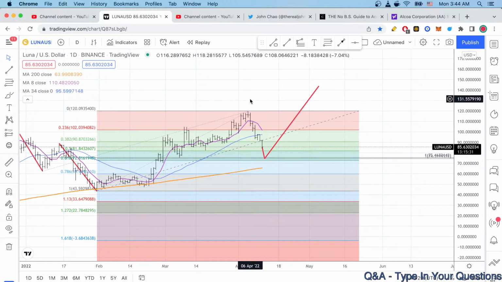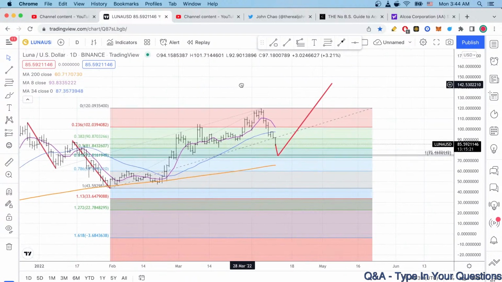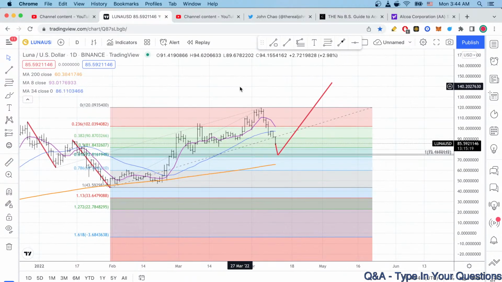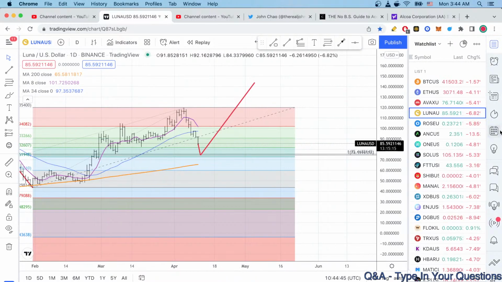I'm looking at Luna. I'm not buying until it starts to do what I want it to do. And those are the important key decisions you need to be making day in and day out. Not just about trading, but other areas of your life as well, okay? Let's take a quick look, see what else we want to look at.